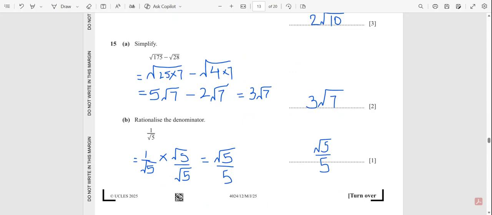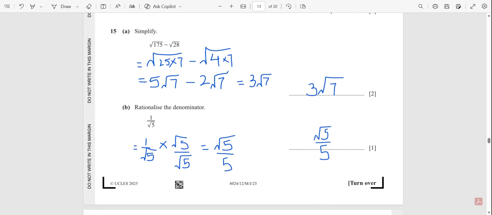Simplify square root 175 minus square root 28. Square root 175 can be written as root of 25 into 7, and square root 28 can be written as root of 4 into 7. So 5 root 7 minus 2 root 7 is 3 root 7, which is our answer. Rationalize the denominator of 1 over root 5. We have to get rid of the surd in the denominator, so I will multiply the numerator and denominator by root 5. So what do I get? Root 5 over 5 is our answer.